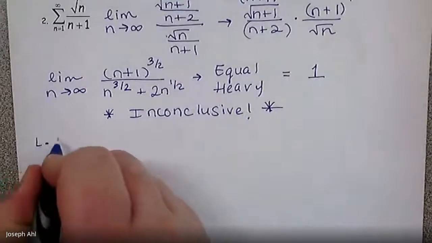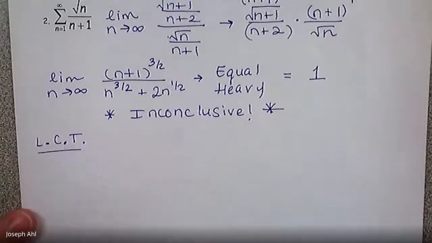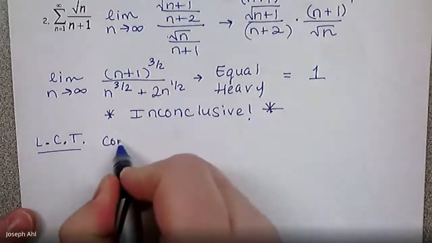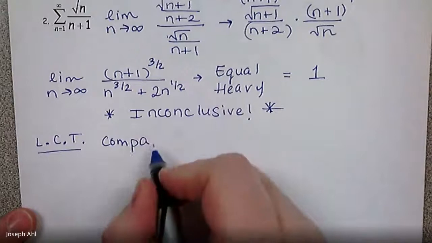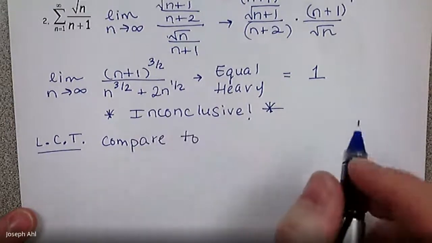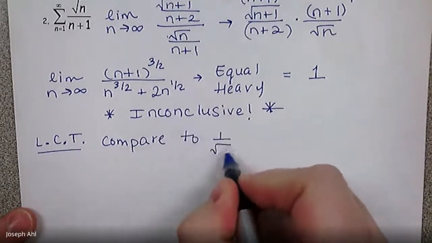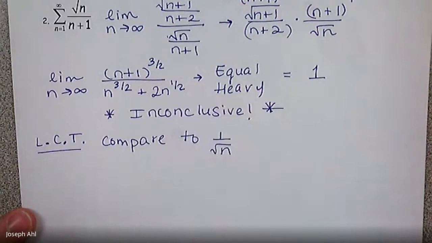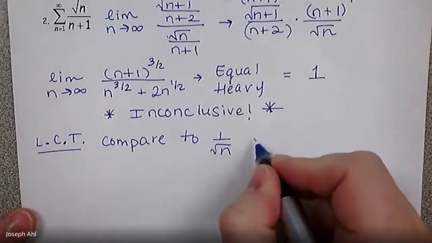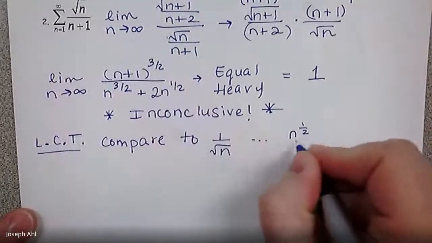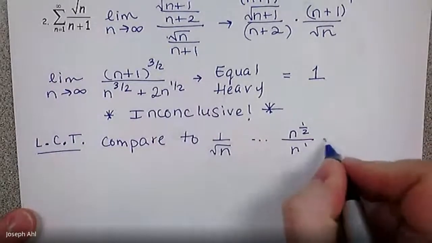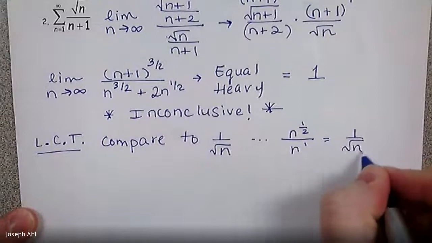But I'm going to switch over to a test that we looked at a few days ago called the limit comparison test, because we have a good comparison series to look at. Let's compare to 1 over radical n. The reason 1 over radical n is a good choice is that the numerator right now, radical n, is n to the 1/2, and the denominator is n to the first. So this would reduce to 1 over radical n.